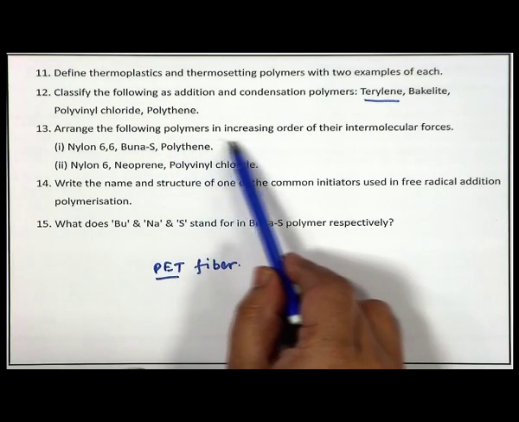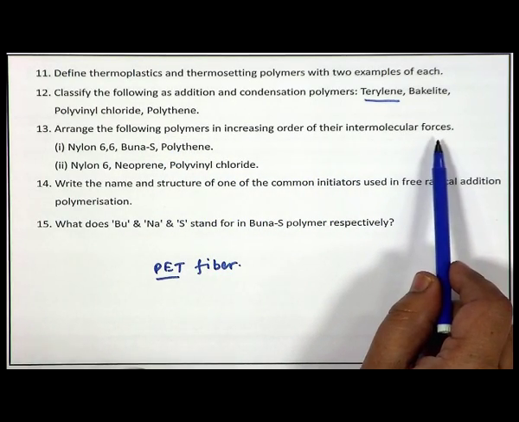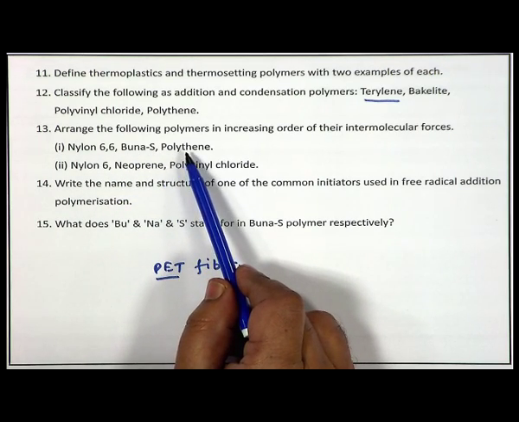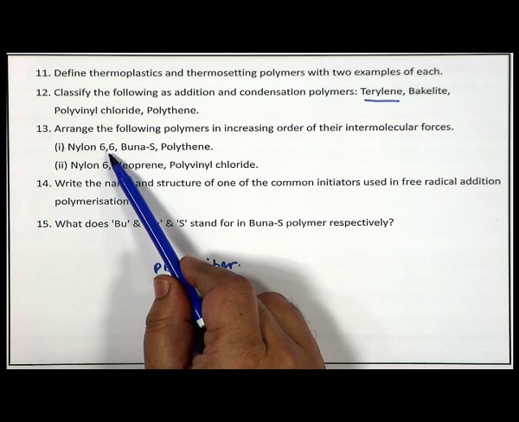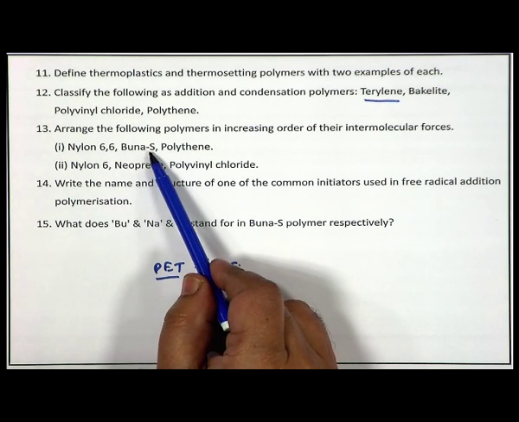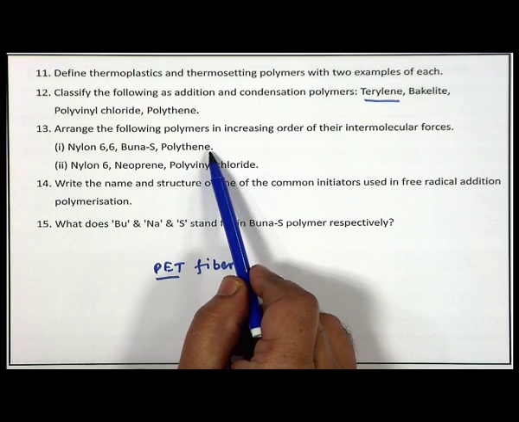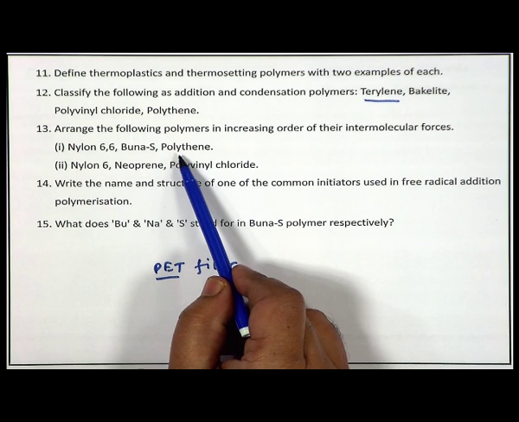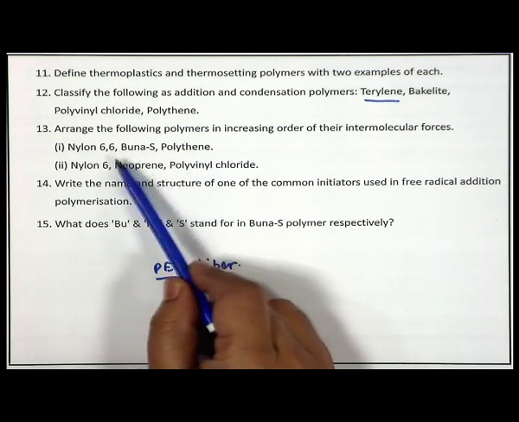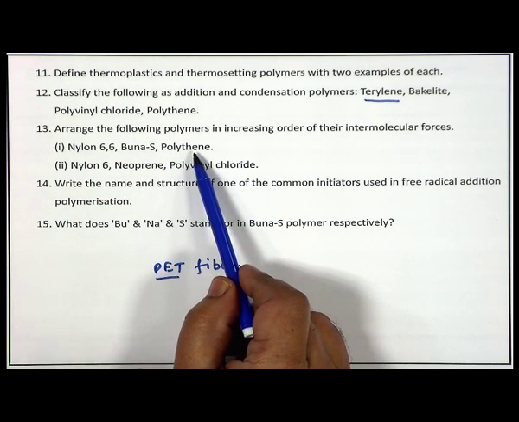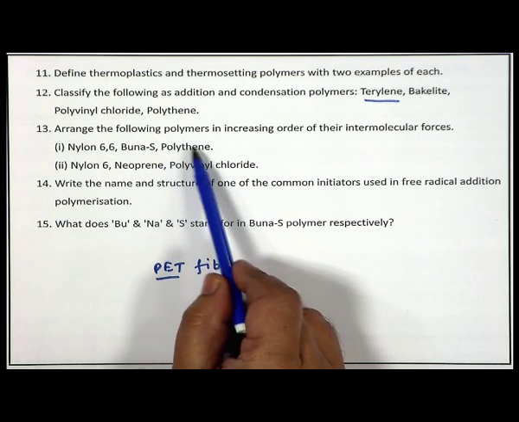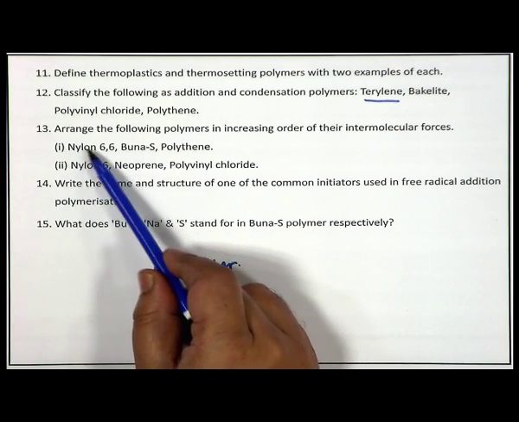Arrange the following polymers in increasing order of intermolecular forces. Now, in this case you have to identify what these are. You know, nylon 66 is a fiber, buna is an elastomer, and polyethylene is a plastic, thermoplastic. So, you know, elastomer has the weakest intermolecular forces among these 3. So, buna should have the least intermolecular forces, then the plastics, thermoplastics, and then the fiber which has the highest intermolecular forces.